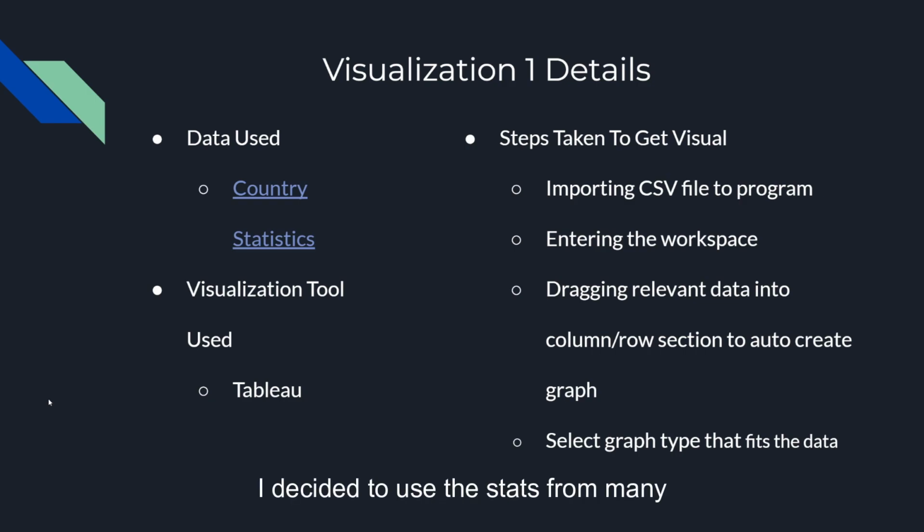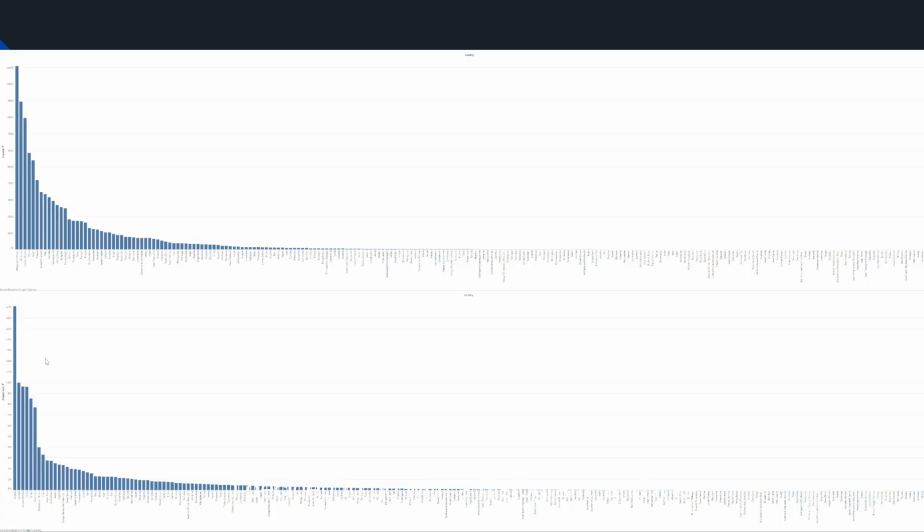For visualization 1, I decided to use the stats from many different countries and territories. We used Tableau for the visualization tool, and the steps taken to actually get the visualization are importing the CSV into Tableau, entering the workspace, dragging the relevant data into the columns or rows section, and it'll just automatically create the graph for you. And you can select the graph type that fits the kind of data that you currently have. I decided to go with a histogram, and it is extremely, unbearably long.